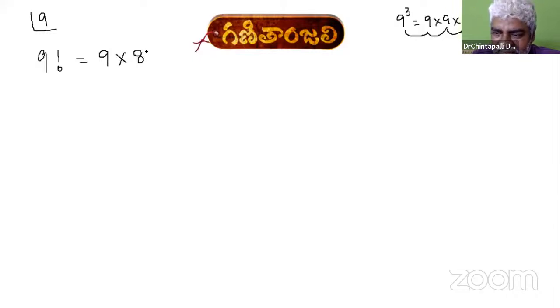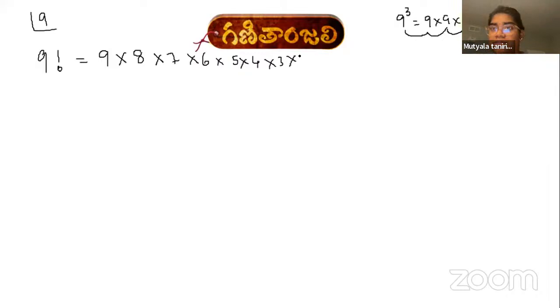Now it is 8. Next 7. Times 6. Times 5. Times 4. Times 3. Times 2. Times 1. Stop. We should stop here. Otherwise, if you go just one step more, the answer will be 0. So we have to stop at 1. Yes, sir. I got it.